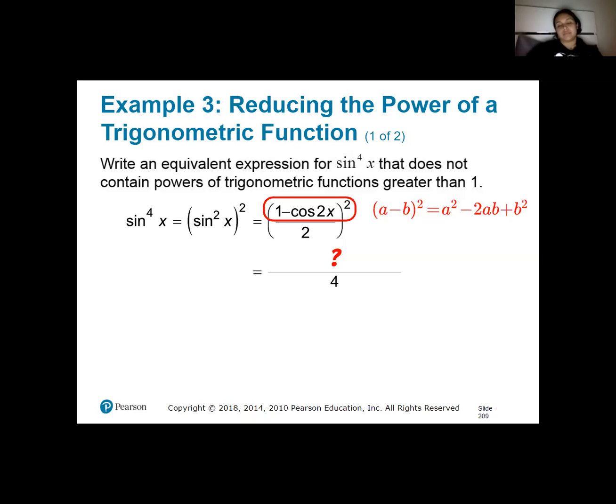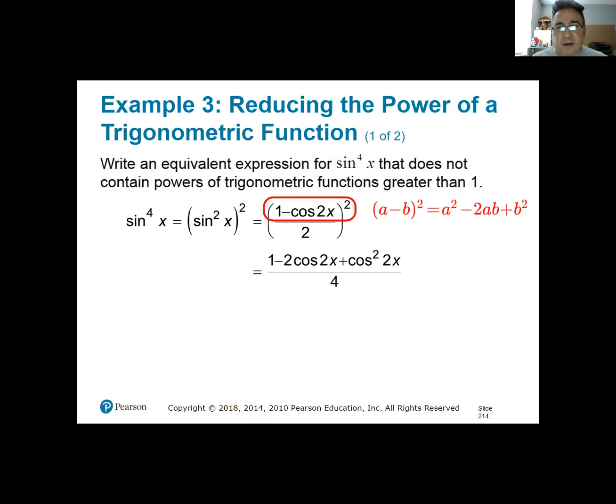You can do it the way that Emily just said: write it twice and then multiply it out, FOIL it. Either way, if you remember this and you just do one at a time, where a is 1, 1 squared is 1. B is cosine of 2x, so it's going to be minus 2 times cosine of 2x. And then plus b squared. Remember, my b is cosine of 2x, so it's going to be cosine squared of 2x, because it's that squared. So that is my numerator.